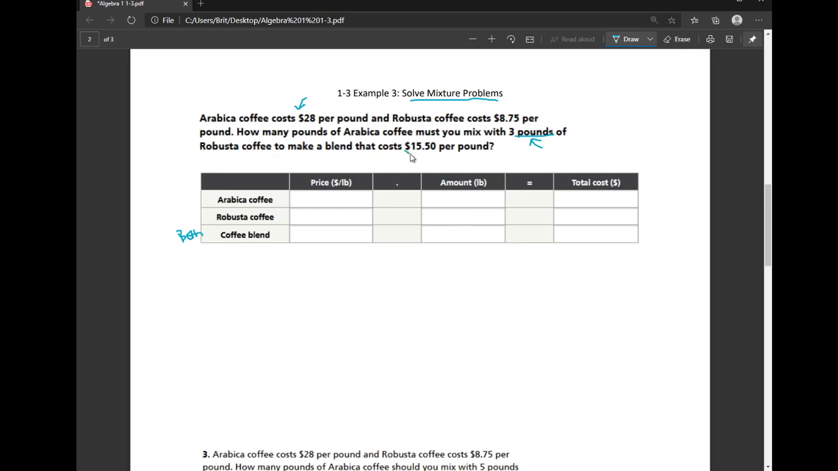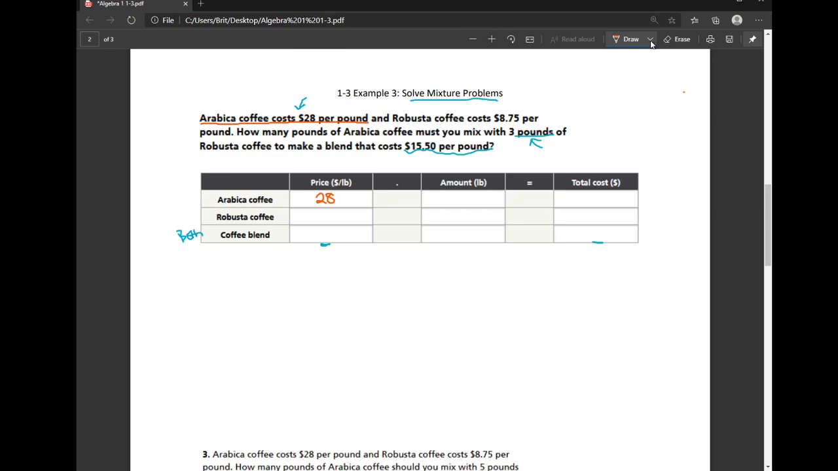And then here they talk about a price per pound, so that's how I know that I need, well, I already know the price per pound, that's going to be over here. But I know I'm going to need a total as well. So let's take a look at where we can plug in these numbers, okay? So our first value, we have Arabica coffee costs $28 per pound. Alright, so if I go to Arabica, it's either the price, the amount, or the total cost. So the price is the money one, so I'm going to put that there.